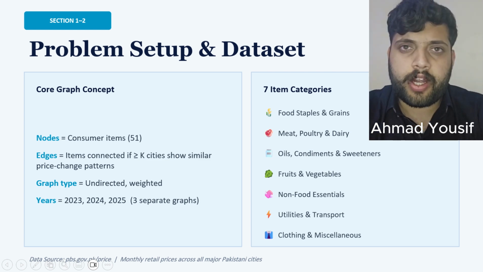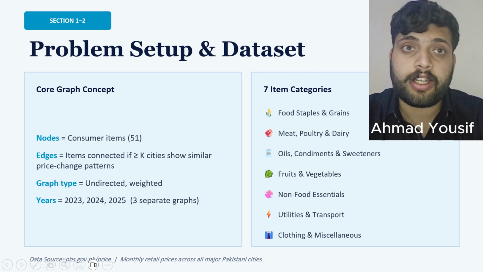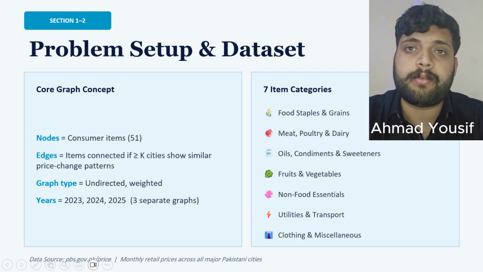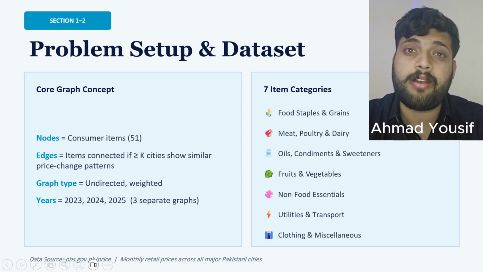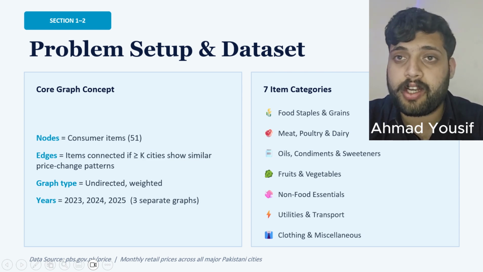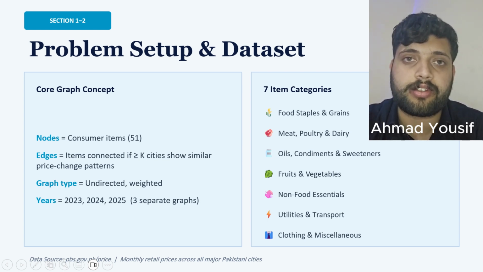Now here is the core idea from our discrete structures course. Instead of treating cities as nodes, we treat consumer items as nodes. Two items become connected by an edge if a large enough number of cities show similar price changing patterns for both items in the same year. This is a direct application of binary relations in graph construction.